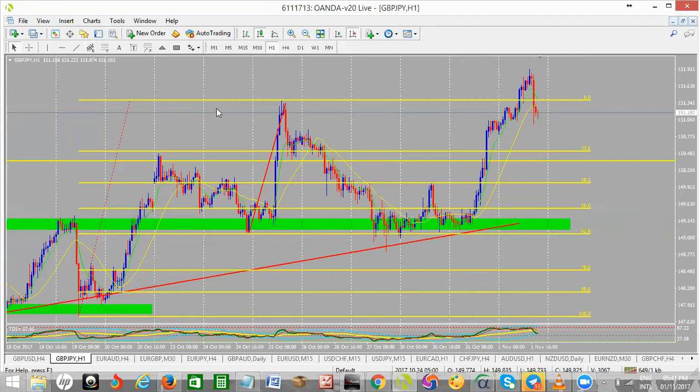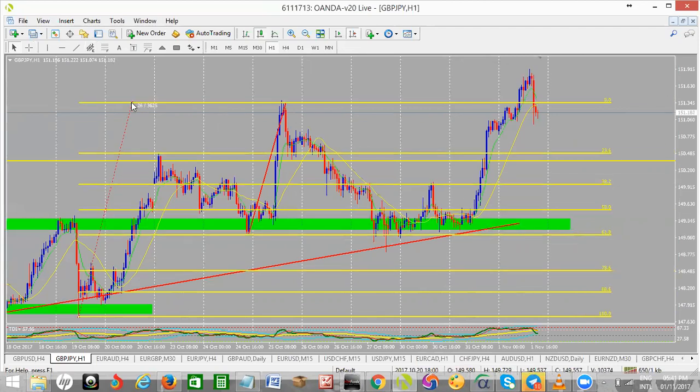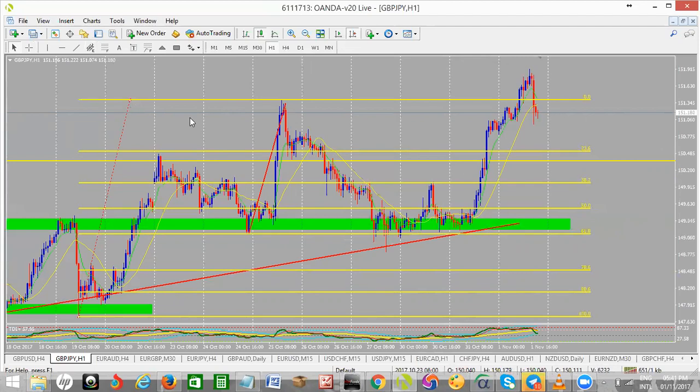Exactly. So you see, this is a 61.8 and a clear rejection. You see it? Off it alone, you bank over 200 pips of this 61.8. Do not complicate trading. Just make it simple for yourself.